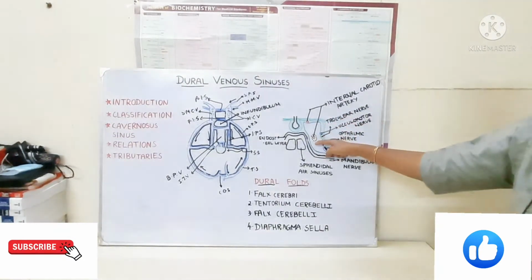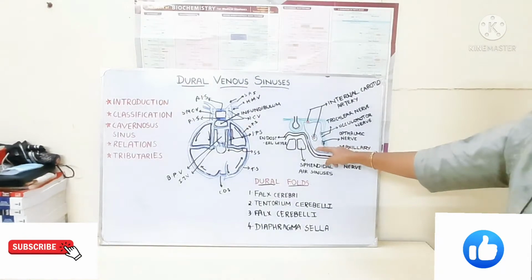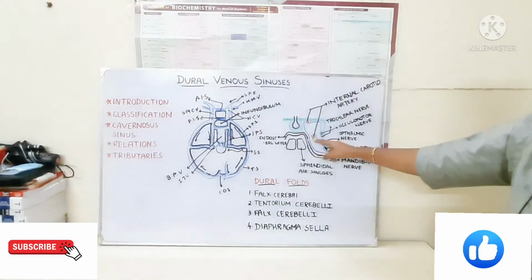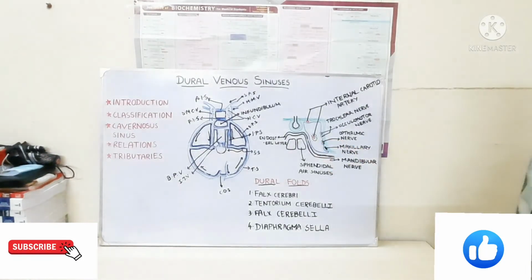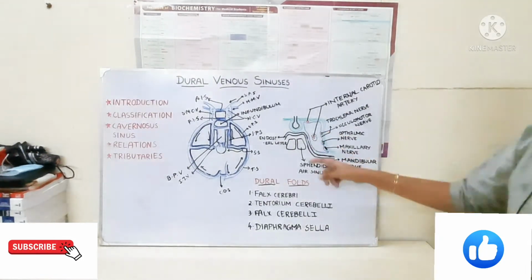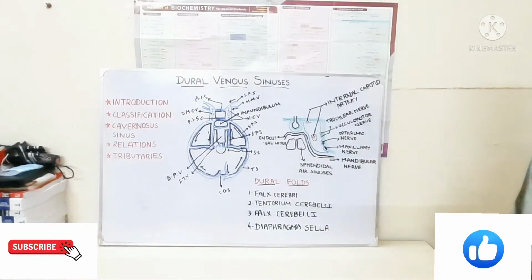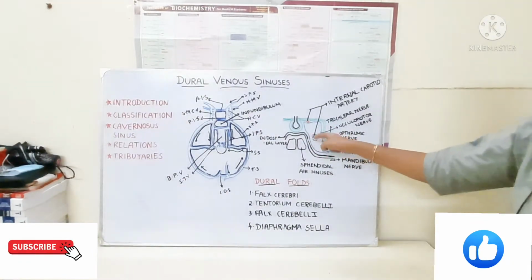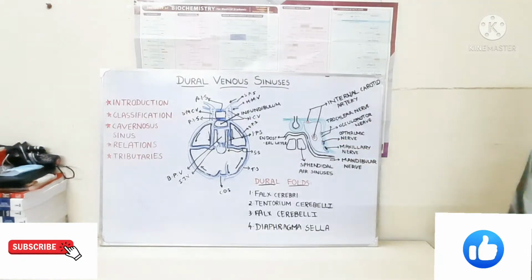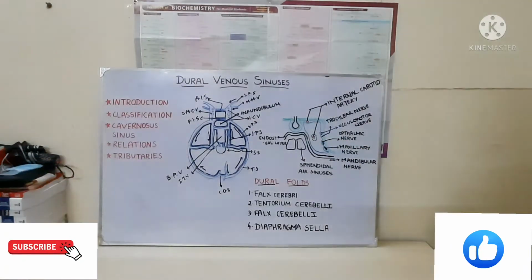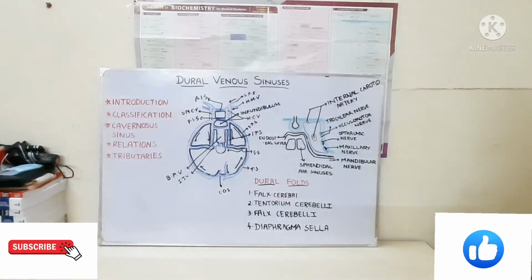But on the medial wall also you can see some structures. Only two structures are here, that is the internal carotid artery, and one more small nerve over here, that is the abducens nerve. The internal carotid artery is surrounded by the sympathetic plexus, and inferolateral to the internal carotid artery you can see the abducent nerve. So that is the structure on the medial wall of the cavernous sinus.